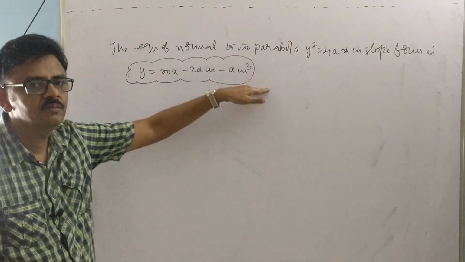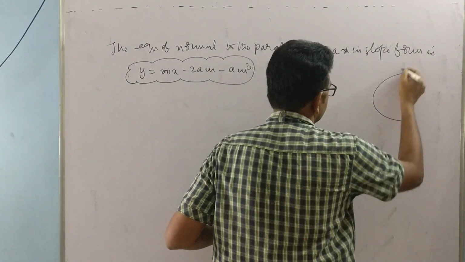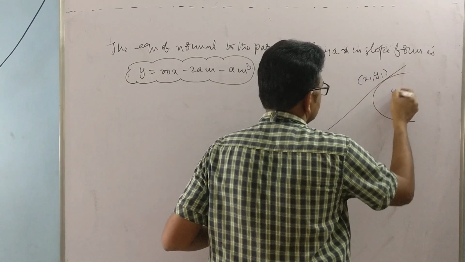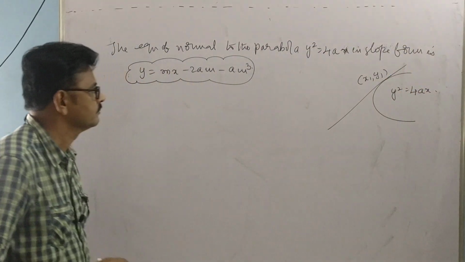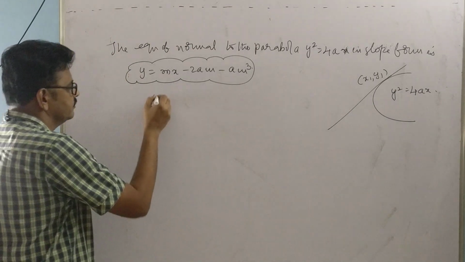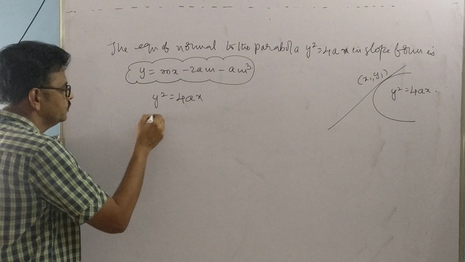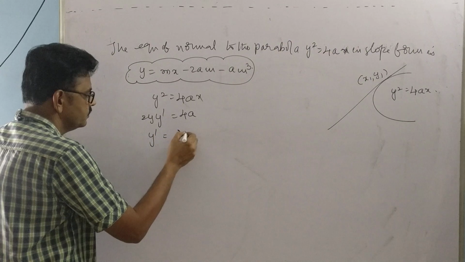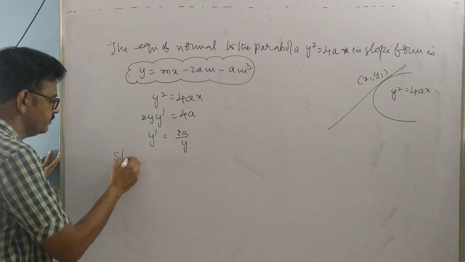What is the equation of tangent? y equal to mx plus a by m. See here, this is the parabola, the point is x1 comma y1, y square equal to 4ax. Now y square is equal to 4ax, the parabola equation. Differentiating, 2y y dash is equal to 4a. y dash is equal to 2a by y.